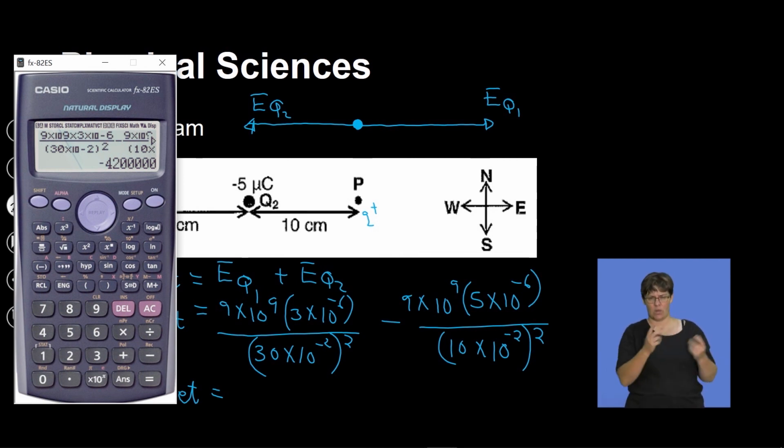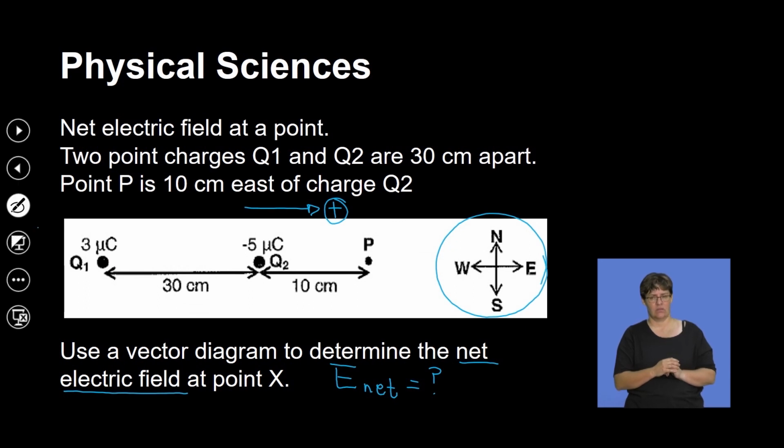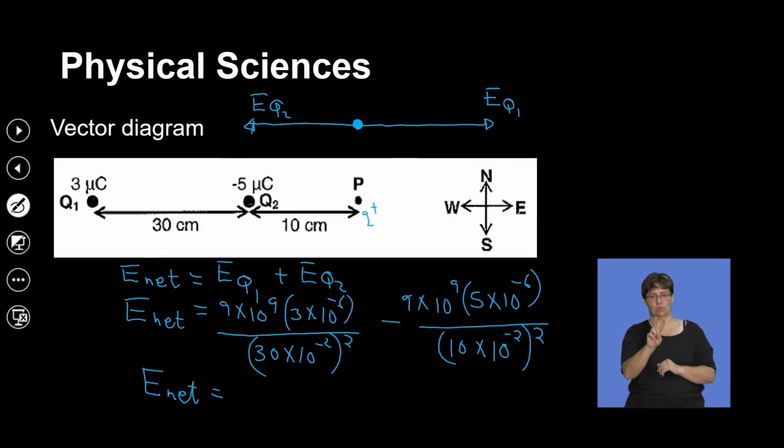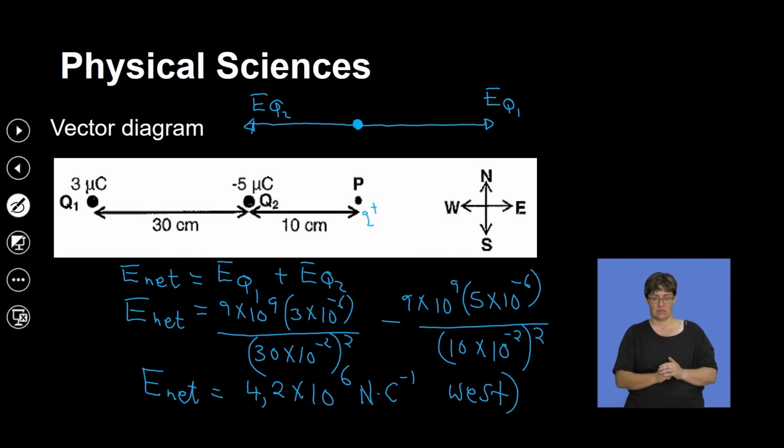So how many zeros do we have here? 1, 2, 3, 4, 5, 6. So it's negative 4.2 times 10 exponent 6 Newton per coulomb. Then that negative suggests that the direction of net is west. So that's the magnitude, that's the direction.